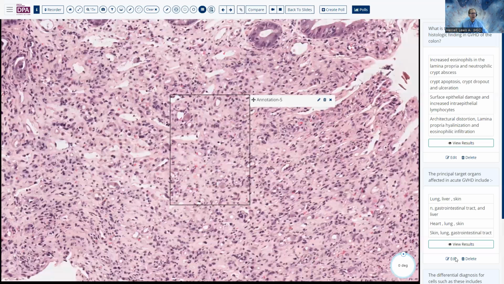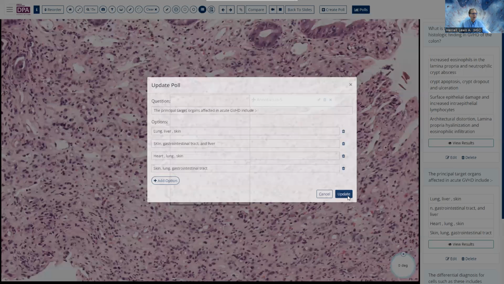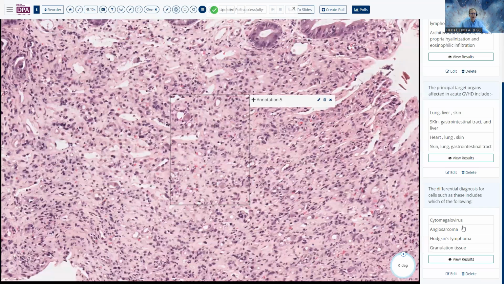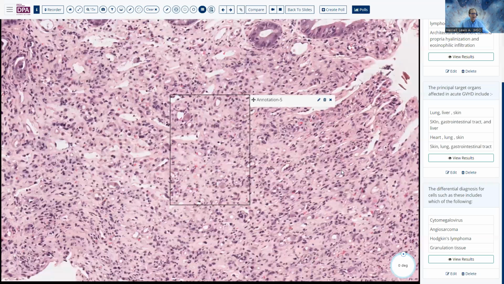Maybe I'll just edit this while I'm here. All right. Differential diagnosis that includes these cells. So cytomegalovirus, everybody gets that one. Okay, so we'll go on to the next slide.